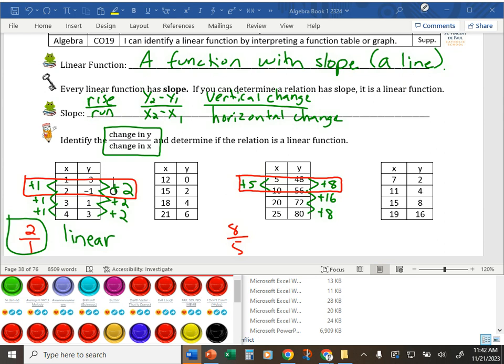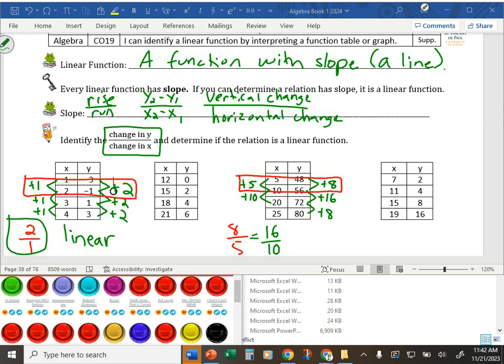Now we've got this jump of 16 here, but when you look at what's happening in the x column, what's the change from 10 to 20? Up by 10. And so if we put those in their places, a change in y of 16 and a change in x of 10, are those two fractions equivalent? 8/5 and 16/10? Yes. Which means, are we still in business for a linear function? Indeed we are. Okay?